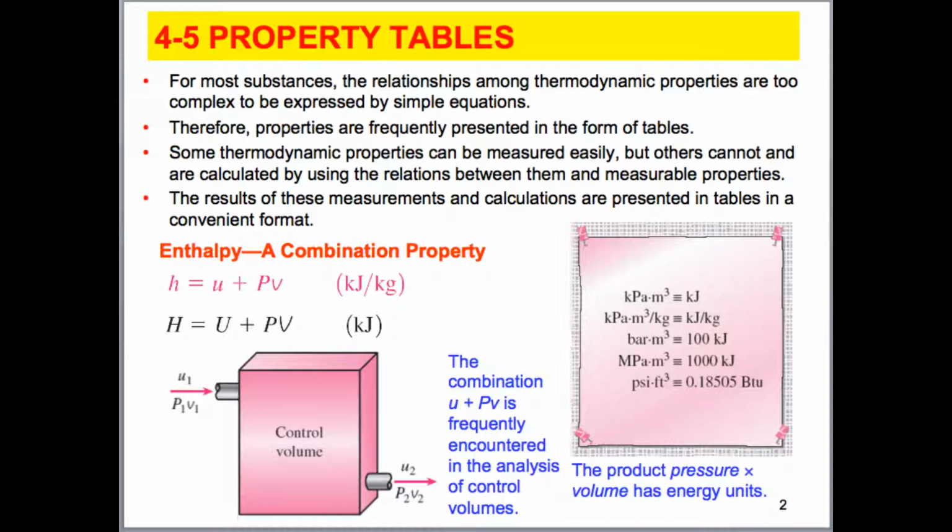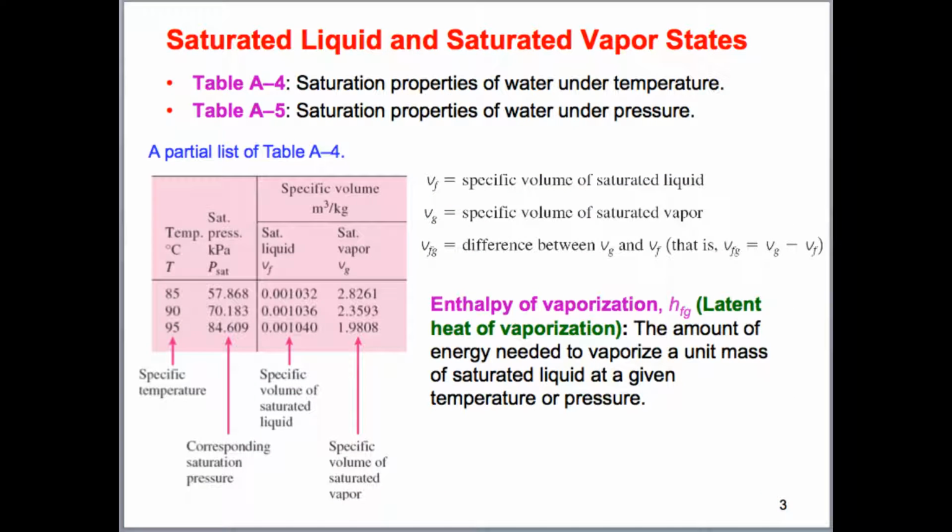If we multiply pressure times volume, or pressure times the specific volume, we'll see that we get units of energy, either kilojoules or kilojoules per kilogram. And this is a term that we're going to use very often whenever we're dealing with open systems, whenever we have flow through a system and we account for some of the energy associated with that flow.